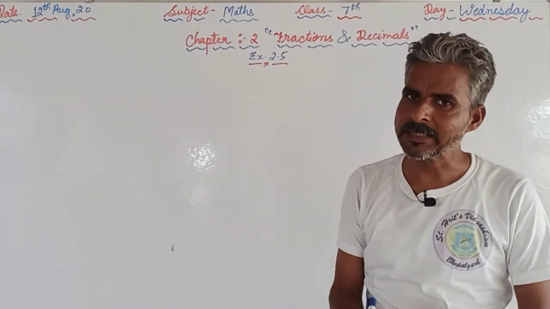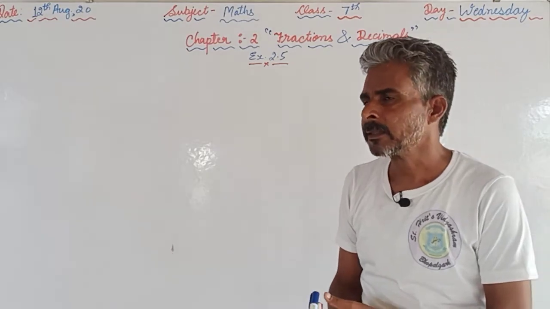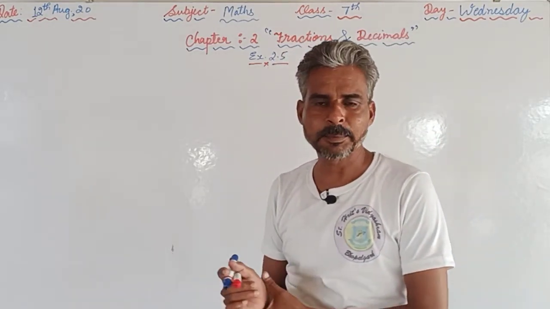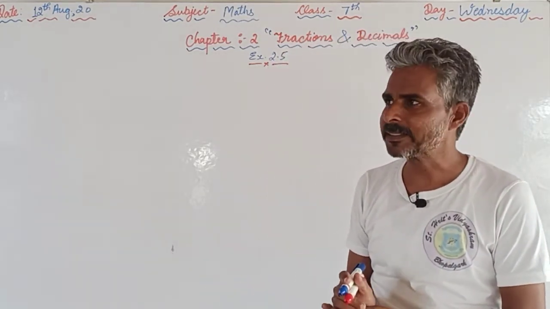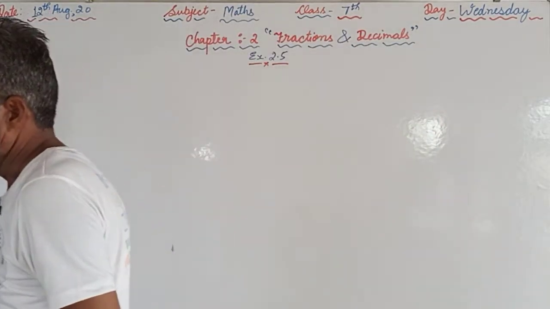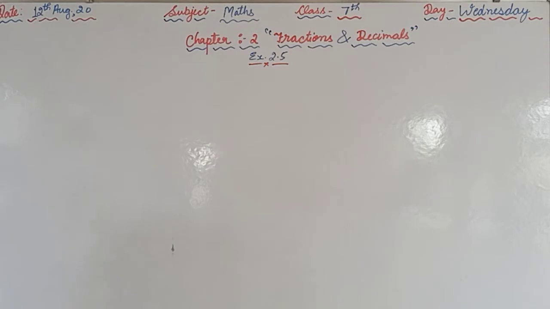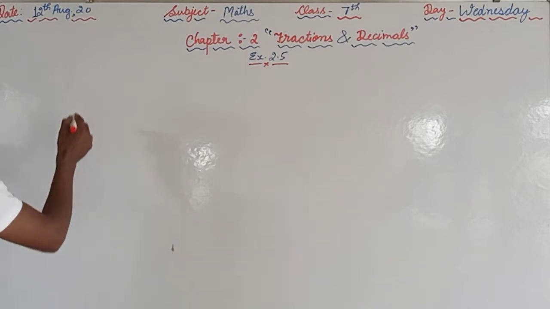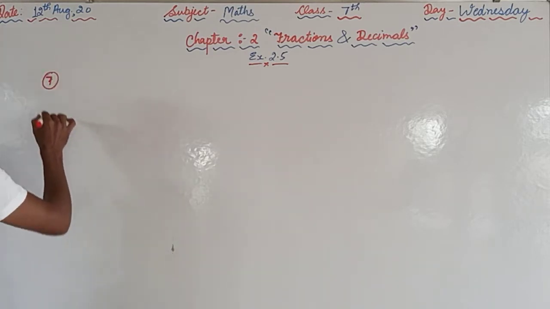This video is for class 7th and the subject is maths, and we are continuing the same chapter, chapter number 2, and the name of the chapter is fractions and decimals. As you know, we have already started exercise 2.5 and completed up to question number 6. So today we will discuss question number 7. In question number 7 a diagram is given.